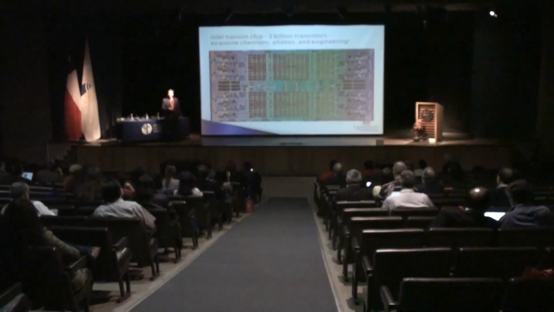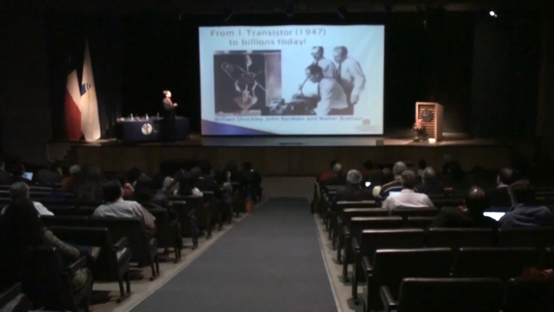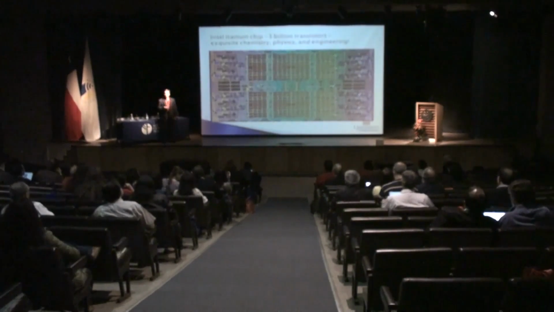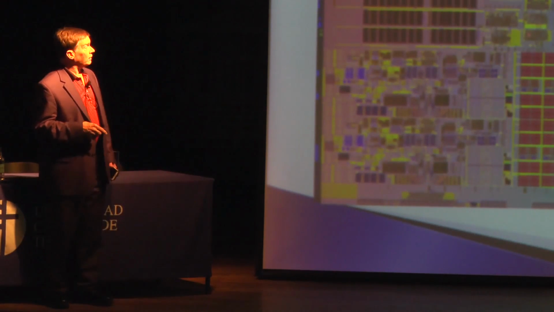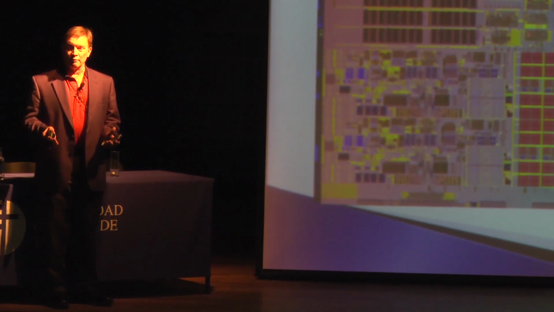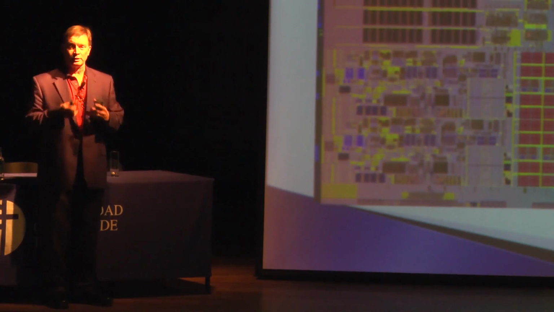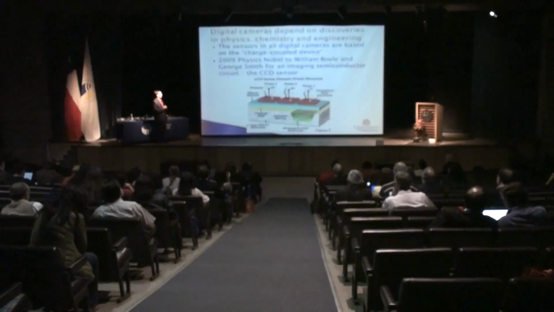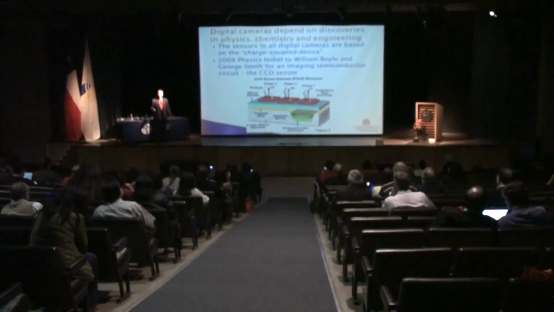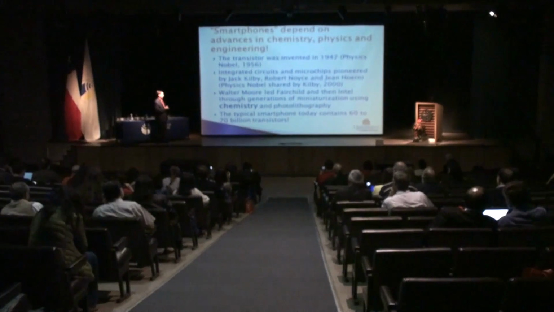Today, you can put 3 billion transistors on a chip. This is Intel's Itanium chip. 3 billion transistors, exquisite chemistry and physics and engineering in a little device that's the size of your fingernail. And by the way, I think I missed a point here.